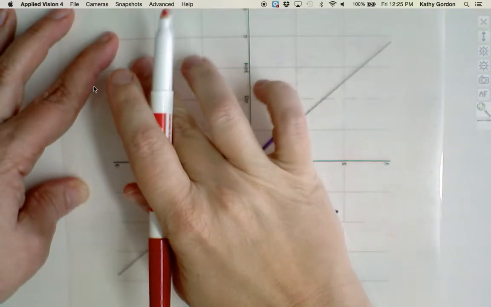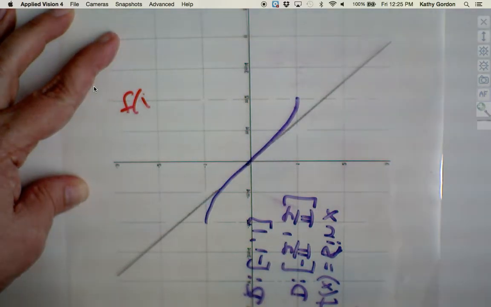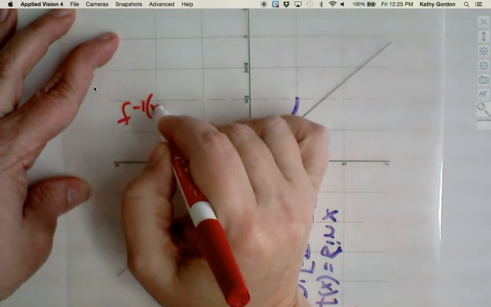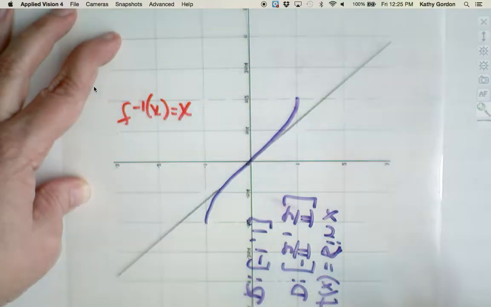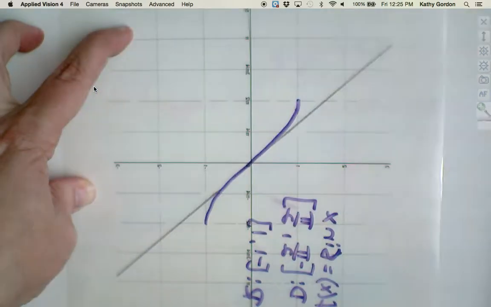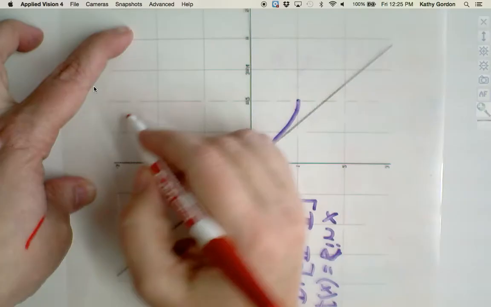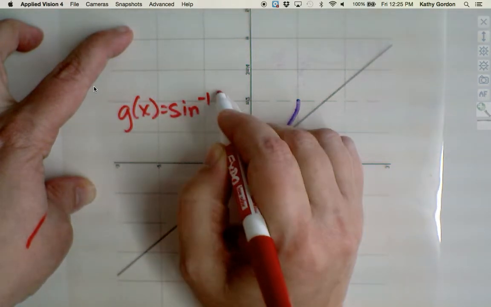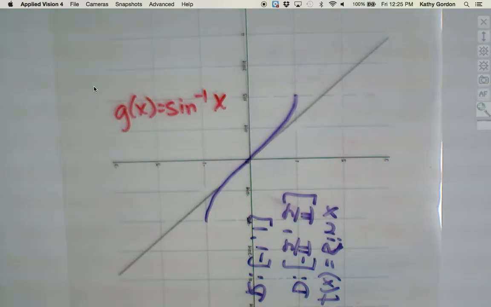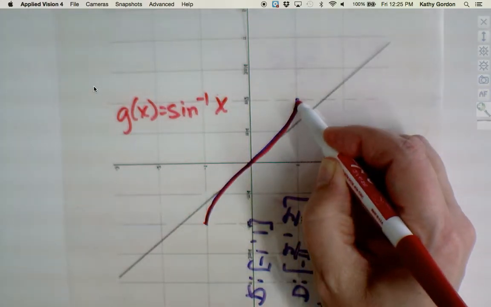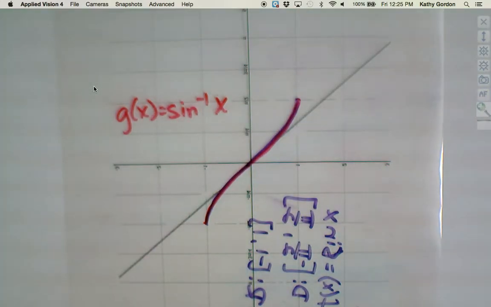Okay, so this now is what the graph of, sorry, try it again. That was f of x, we'll call this one g of x. Here's how I wanted to write it. There. That's what the inverse sine of x looks like. This graph right here.